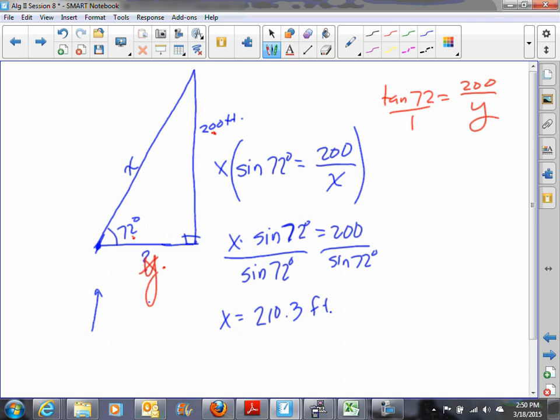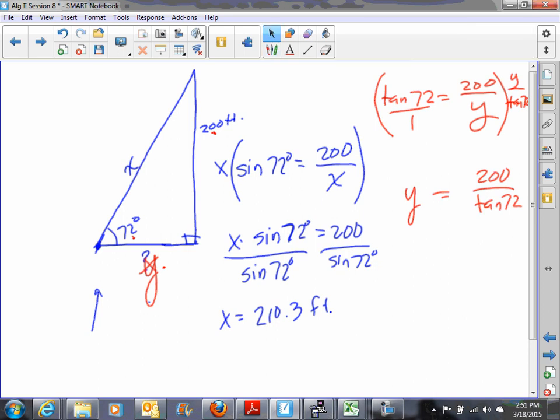And once again, we have the situation where tan 72 is equal to 200 over y. Now, one of the things we could do here is just multiply both sides by y over tan 72. I could have done this last time, but I didn't the first time. So notice the y's will cancel on the right-hand side. We'll be left with 200 over tan 72. And on this side, the tan 72's will cancel and we'll be left with y.